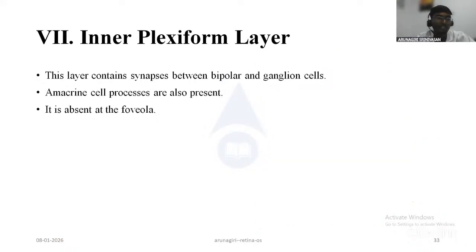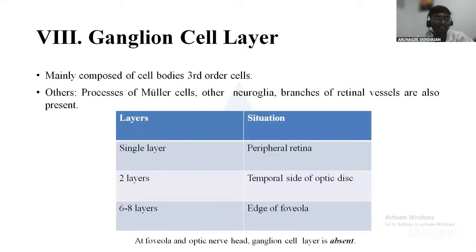Inner plexiform layer. This layer contains synapses between bipolar and ganglion cells. Amacrine cell processes are also present here. It is absent at the foveola. Ganglion cell layer is mainly composed of cell bodies of third order neurons. Other processes of Muller cells, other neuroglia, and branches of retinal vessels are present.